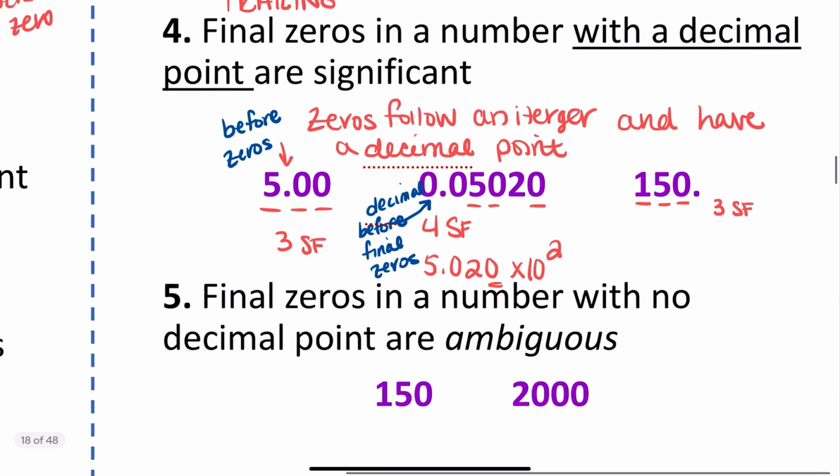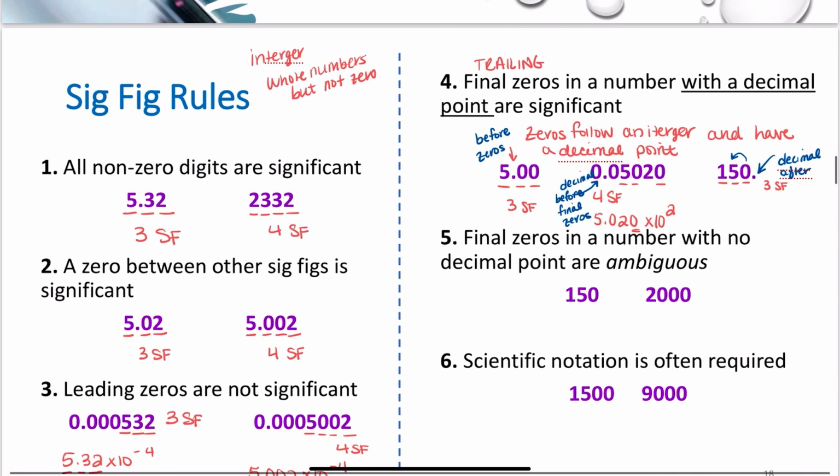This one has a decimal after. But that 0 is still following an integer, and there is a decimal place here after. So therefore, it is still a significant figure. That 0 is significant. I think about it kind of like the decimal place is holding that 0 in place.